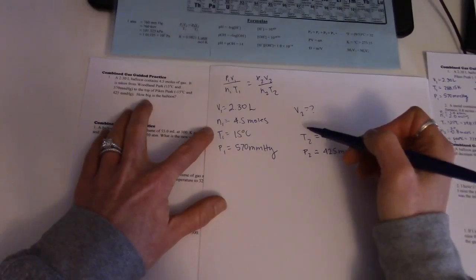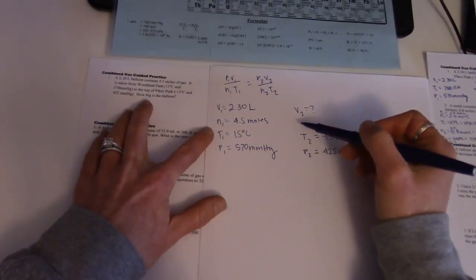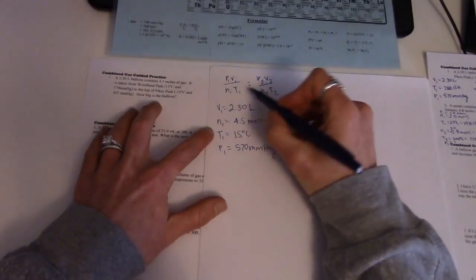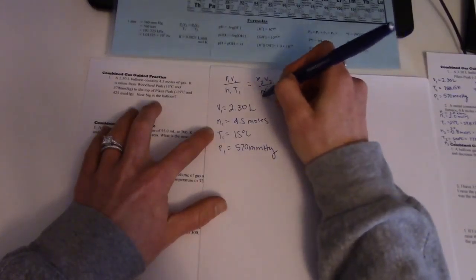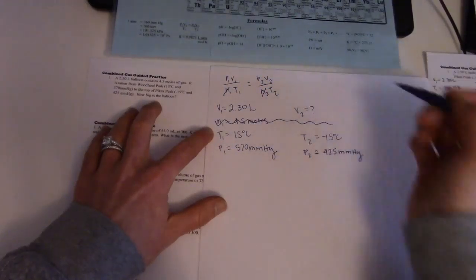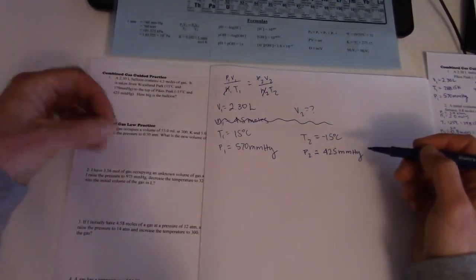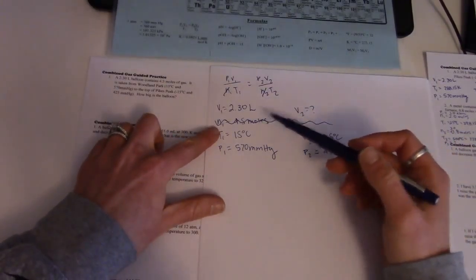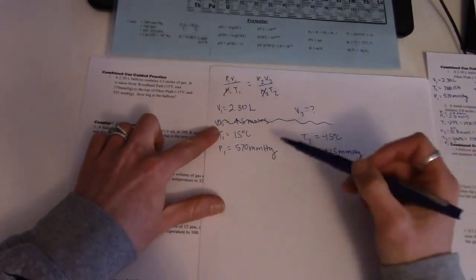Now notice it didn't give us an N2, and what that means is the number of moles isn't changing, so it's the same on both sides of the equation. If it's the same on both sides, I can cancel it out, so I can cross that out here. And that makes sense, right, because it's a balloon, so it's tied closed, so the number of moles of gas in that balloon is not going to grow or decrease. Okay, so that makes sense.